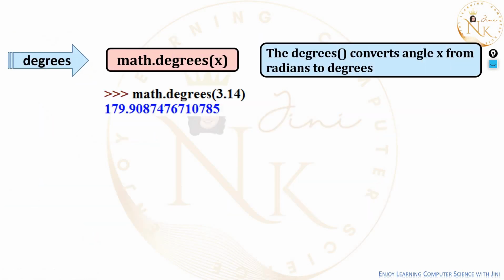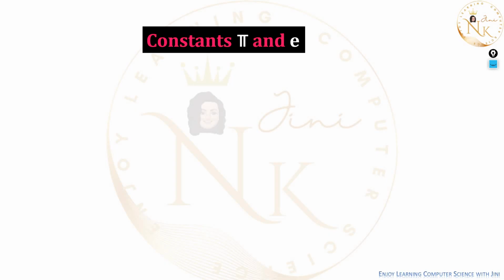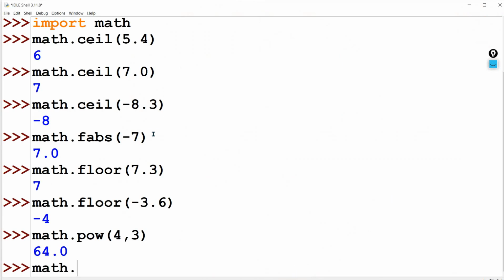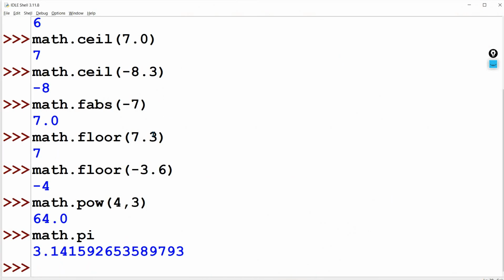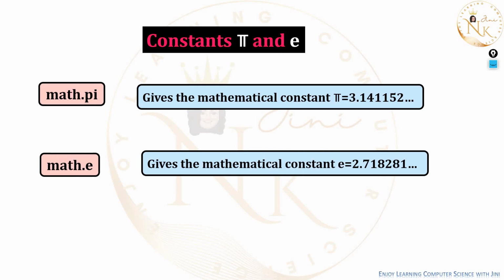Now degrees. Math.degrees converts angle x from radians to degrees. Math.radians converts degrees to radians, the opposite of degrees. Now we have the constants pi and e. Math.pi gives the mathematical constant, 3.141592 and so on. One more constant is e, the mathematical constant e, which gives us that constant value.